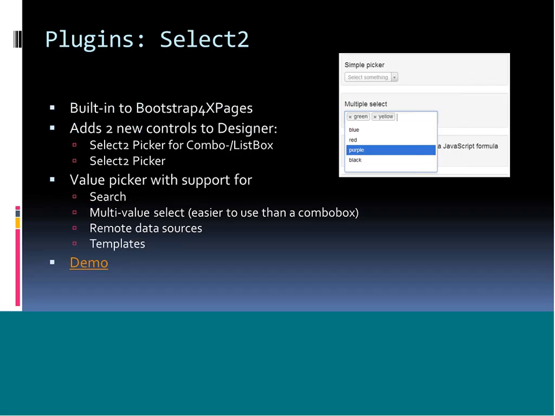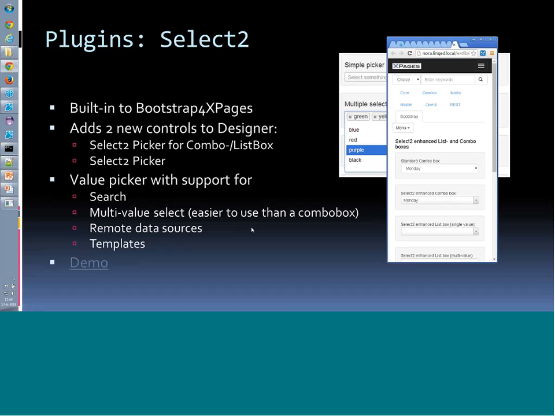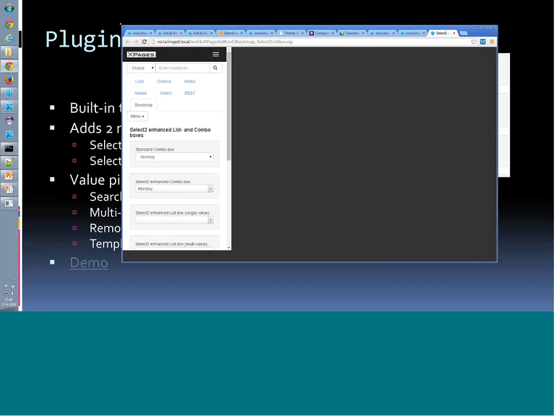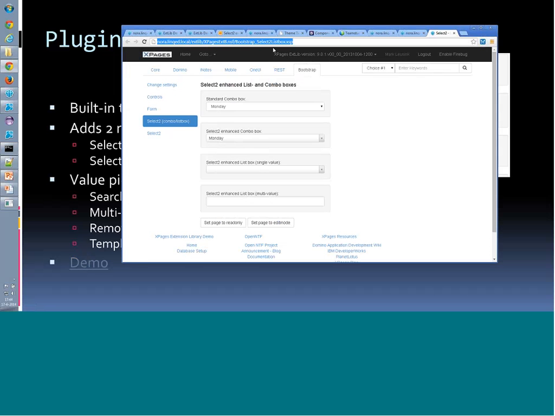You can actually use the plugin in two ways. You can link it directly to a combo or list box that you have on your page, and it's just a matter of adding one control from the Bootstrap palette to your page to have it Select2 enabled. Or you can use the Select2 picker and add your own data source to that. So I'll show you an example of that. This is what the Select2 picker integration looks like using the Bootstrap4XPages plugin.